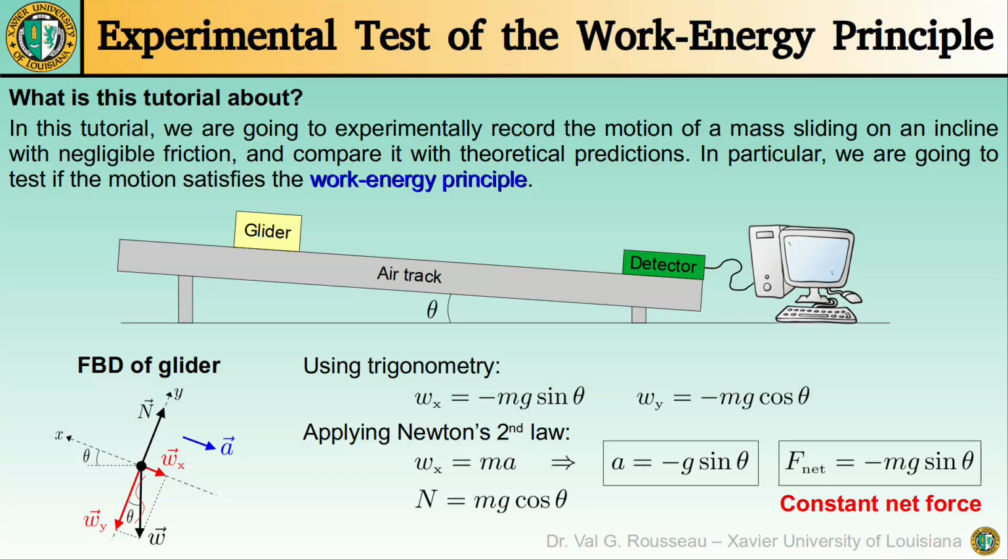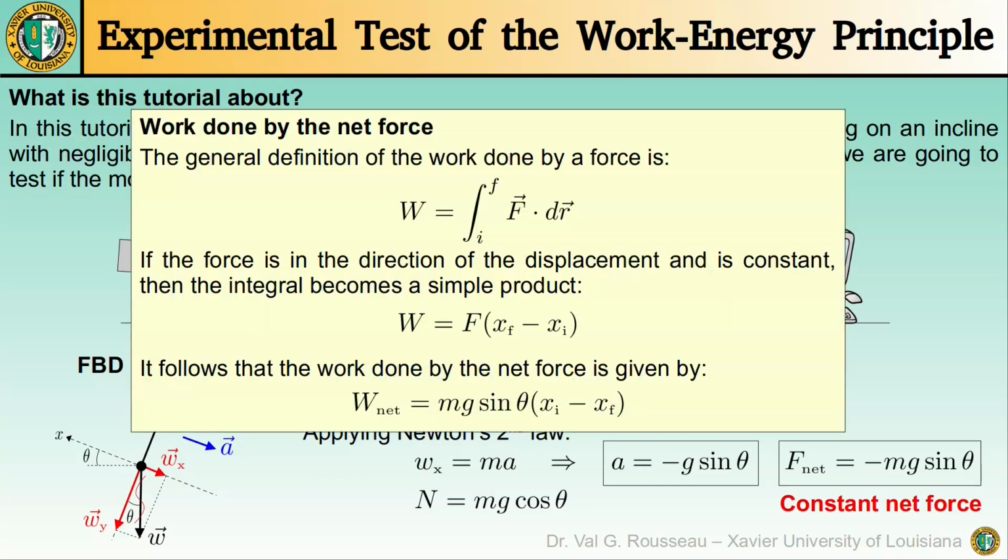In particular, it doesn't depend on the position of the glider along the track, neither does it depend on its velocity. Let us calculate now the work done by the net force. For this, we start from the general definition of the work done by a force as the integral of the force from some initial point I to some final point F.